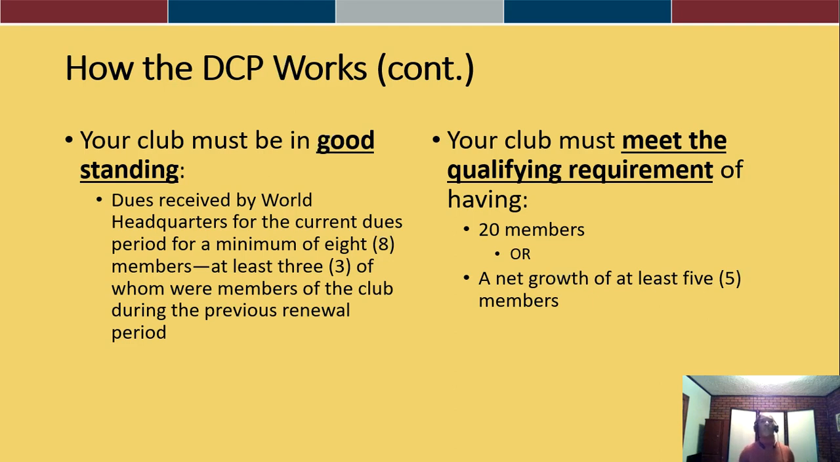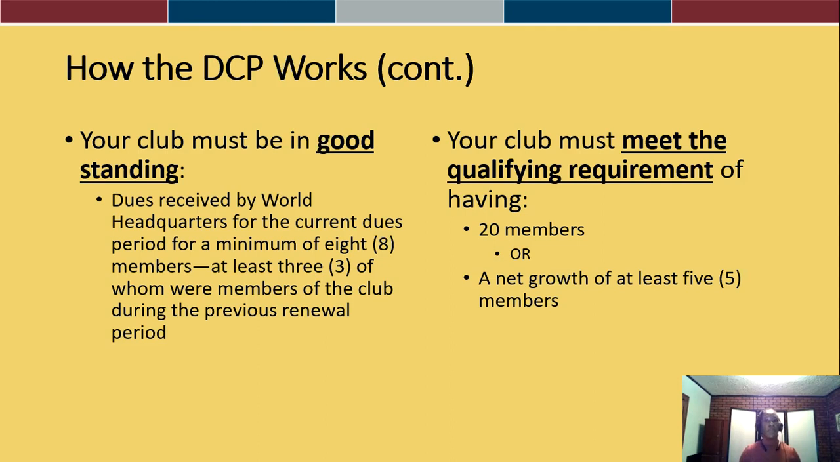The Distinguished Club Program works when your club is in good standing, meaning your club has paid dues for whatever the dues period is for at least 8 of your club members, and at least 3 of them needed to have been members of your club the dues period before. And finally, your club needs to have at least 20 members or a net gain of 5 members. So in order for your club to earn any of the goals, start with the foundation of being current on your dues and make certain you're building your membership.